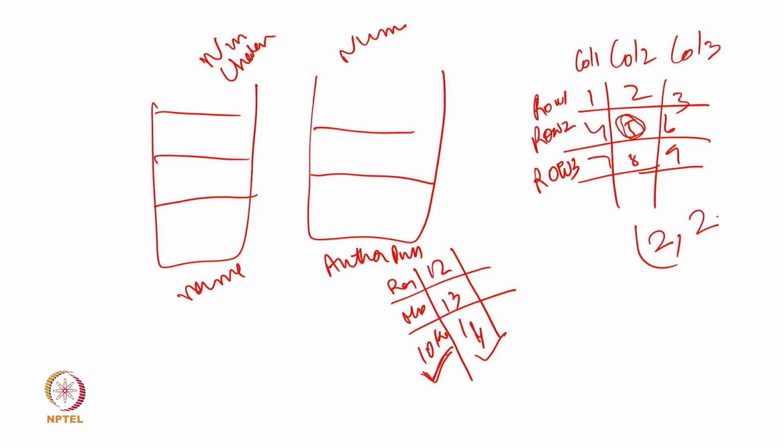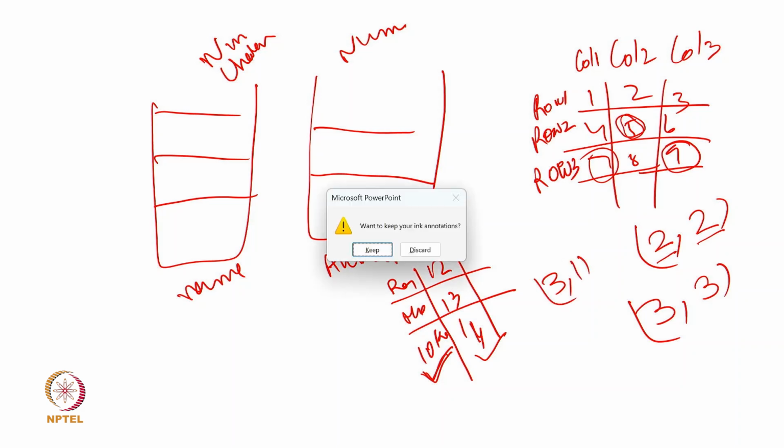If I have to access the 5, I have to give the exact location: the second row and the second column. If I have to access the value 9, I mention row 3 and column 3. If I have to access the 7, how will we do it? We mention the third row and column 1. Now we will see this in R.